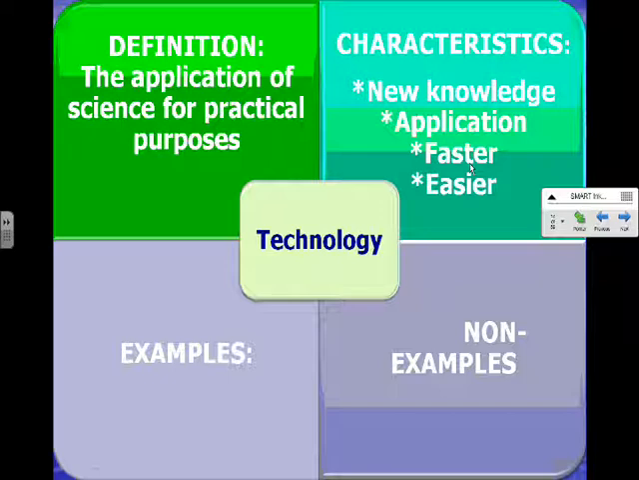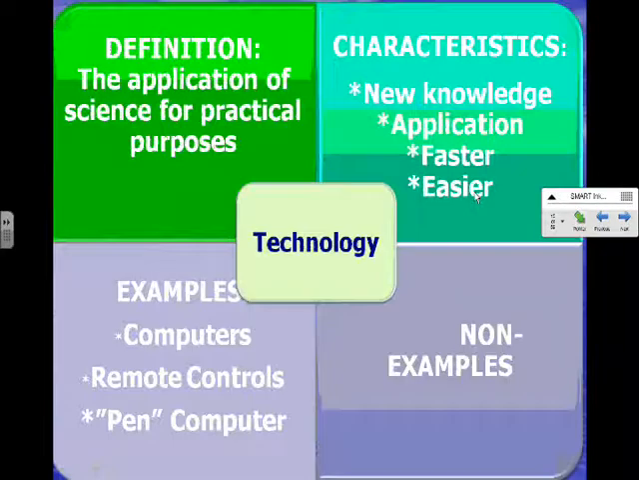They make things faster for us. They make things easier for us. Now, some examples of technology: computers, remote controls, a pen computer, and what I mean by that is they've started making pens that actually have computers in them, and that's something new that's come out. I know you won't think about this, but at one point your pen and pencil was technology because it was something they had not always had.